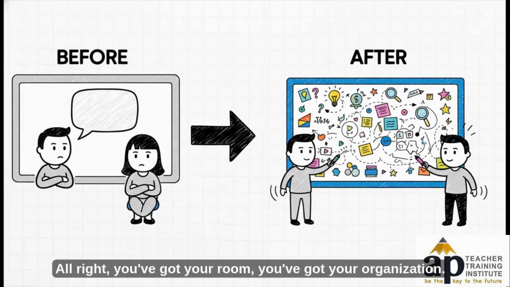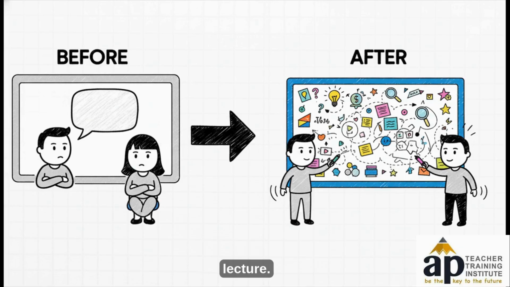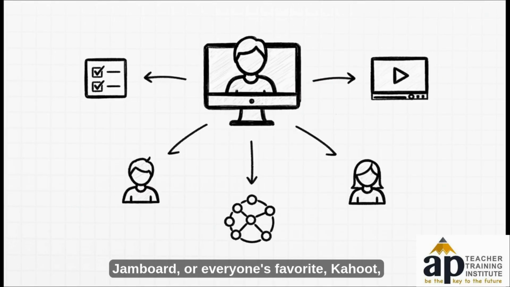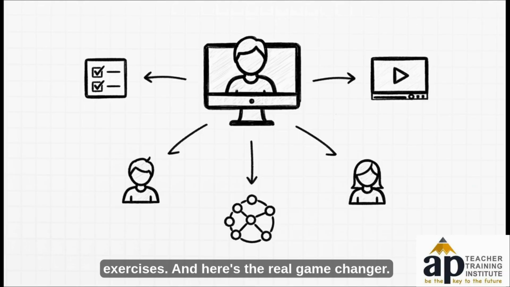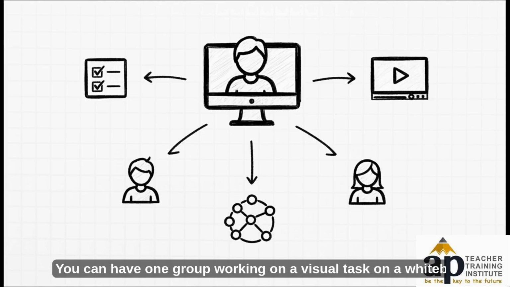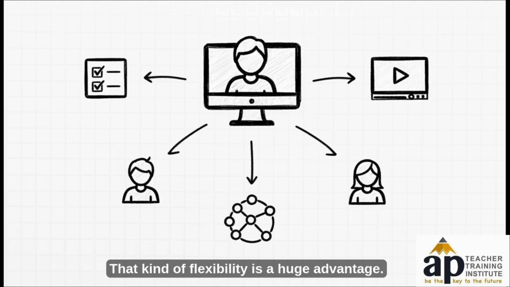All right, you've got your room, you've got your organization. So how do you make your lessons actually fun and engaging? That's where digital whiteboards and other interactive tools come into play. These are the things that keep your classroom from feeling like a boring lecture. Tools like Miro, Jamboard, or everyone's favorite Kahoot let you create these awesome visual and collaborative exercises. And here's the real game changer. These tools make it so easy to use modern teaching methods, like differentiated instruction. You can have one group working on a visual task on a whiteboard while another is doing something else in a breakout room. That kind of flexibility is a huge advantage.